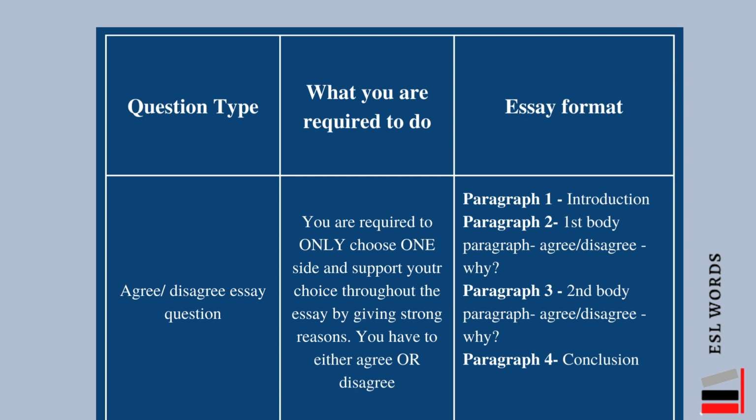So for the agree or disagree question type, your first paragraph should be the introduction, followed by the second paragraph, which would be your first body paragraph. Do you agree or disagree? And then explain why you agree or disagree. The third paragraph is your second body paragraph, where you will write about if you agree or disagree with the idea. Remember, if you agreed in the first body paragraph, you must stick to that. And then the fourth paragraph would be your conclusion.